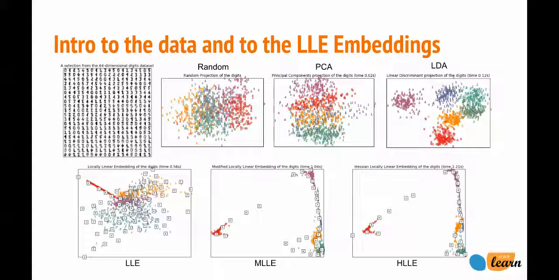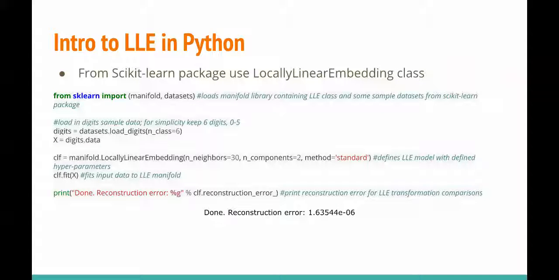It should be noted that there is a computing cost associated with each of these techniques. On this data, LDA was 6 times slower than PCA, LLE was 25 times slower, modified LLE was 50 times slower, and Hessian-based LLE was 60 times slower.